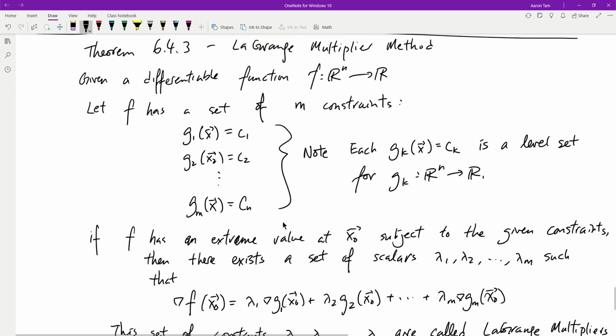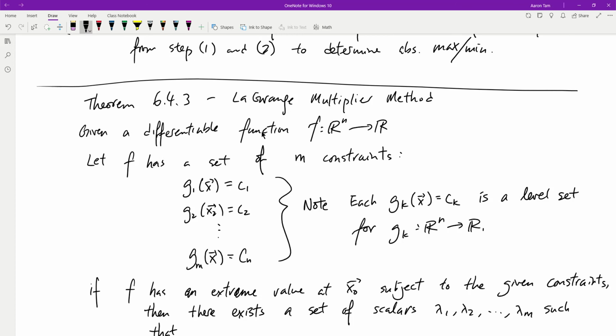So it's not easy to understand how this theorem works, so let's go over it quickly. If you're given a function f that maps from Rn to R, so that's basically a real-valued several-variable function, we need to know that this function is differentiable because we need to know that the gradient exists. And let's say this function has m constraints that restrict its domain. These constraints are given by a set of equations that have a fixed output value, which I'm going to collectively call G. So therefore G1, G2 to Gm.